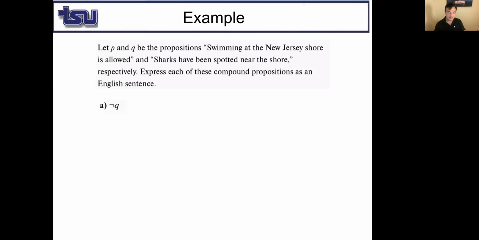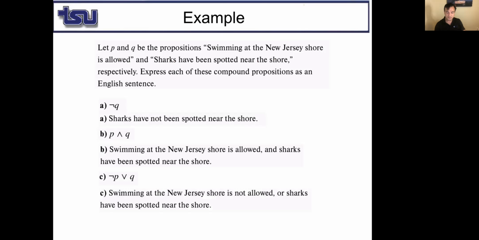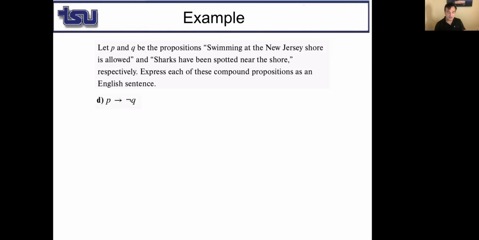Okay, here you go. What does it say? P is swimming at the New Jersey shore is allowed, and Q is sharks have been spotted near the shore. So what is Q not? If Q is sharks have been spotted near the shore, Q not will be sharks have not been spotted near the shore. And P and Q: swimming at New Jersey shore is allowed, and sharks have been spotted near the shore. P not or Q: swimming at New Jersey shore is not allowed, or sharks have been spotted near the shore. P implies Q not: if swimming at New Jersey shore is allowed, then sharks have not been spotted near the shore.